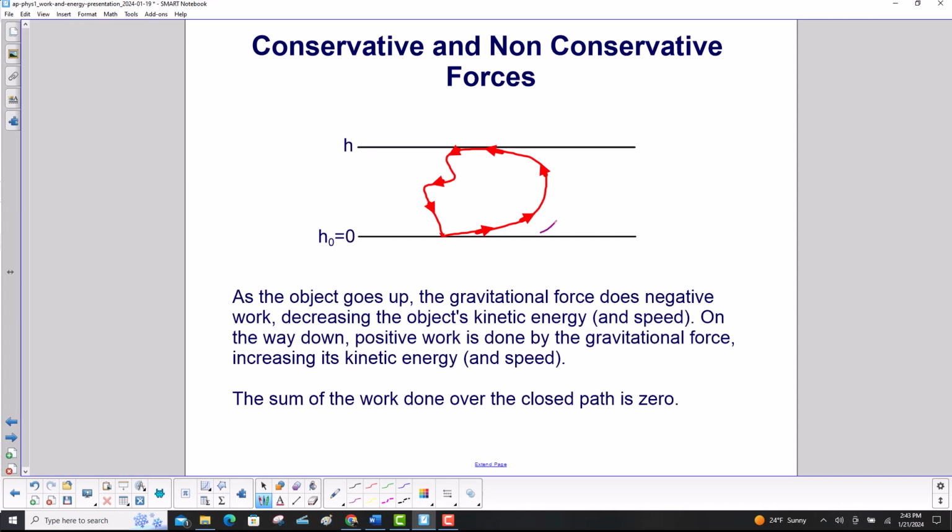As the object was going up, the gravitational force does negative work, decreasing the object's kinetic energy and speed. On the way down, positive work is done by the gravitational force, increasing its kinetic energy and speed. The sum of the work done over the closed path is zero.